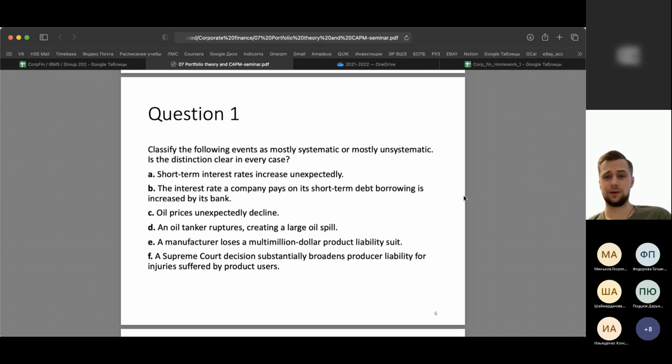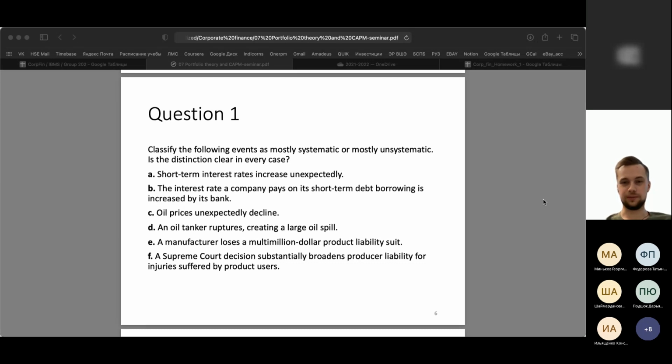Yeah, there can be some outcomes related to ecology issues, and maybe in some short-term period, all the prices for oil companies can go down. Yes, for a while, but still, I think that the oil tanker issue is just an issue for one company, so it's unsystematic risk. Yeah. Okay, and the manufacturer loses a multi-million-dollar product liability suit.